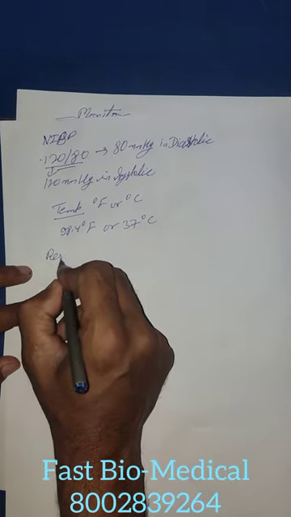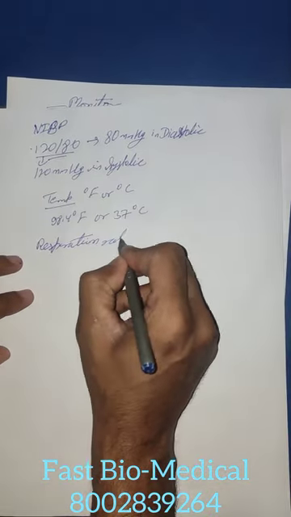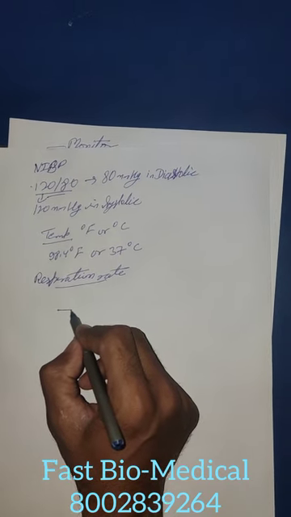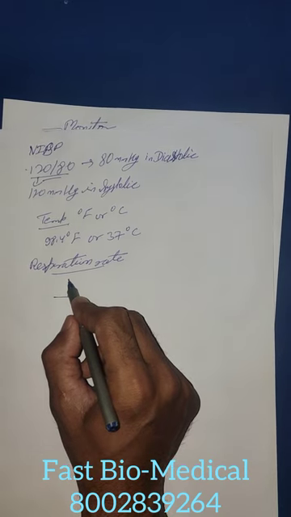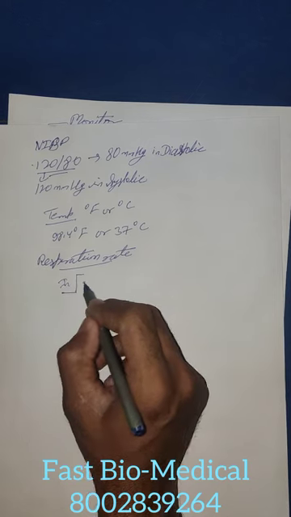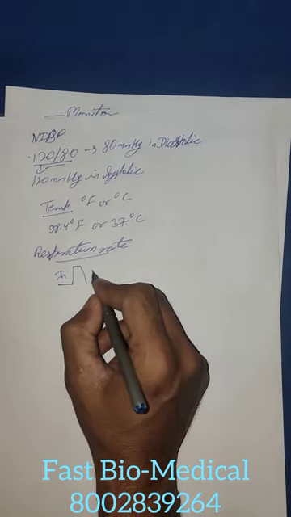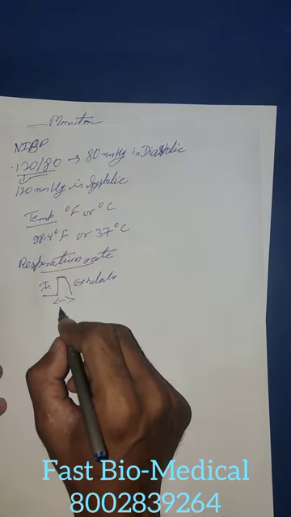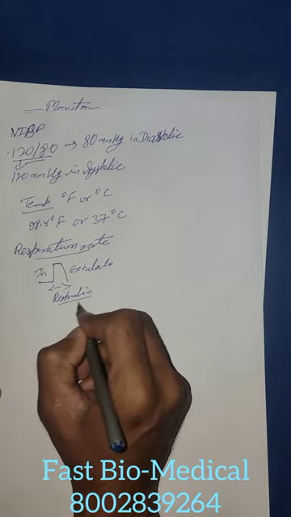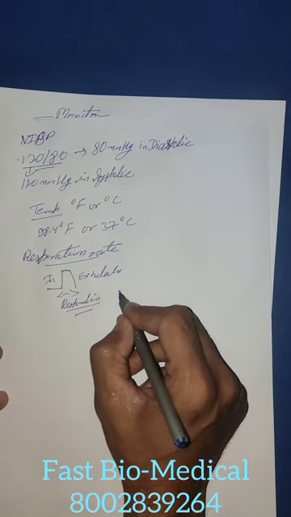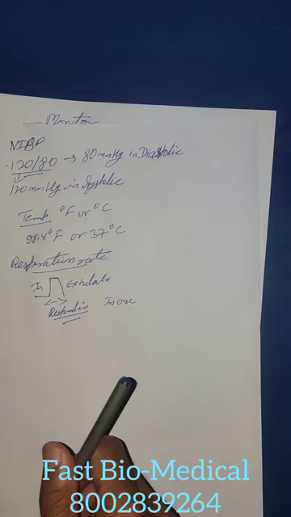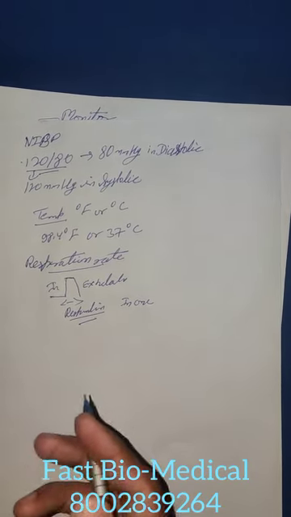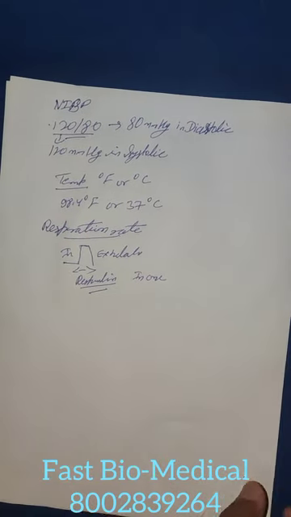Now considering the respiration rate, respiration consists of inspiration, that is inhalation. If the lung is at rest and we inhale, the lung bladders start to inflate, that is inhalation, and then exhalation. This cycle of inhalation and exhalation is considered as respiration. This one cycle is respiration, and how many times we inspire and expire in one minute is considered the respiration rate. That is, how many cycles of respiration we perform in 1 minute is known as respiration rate.